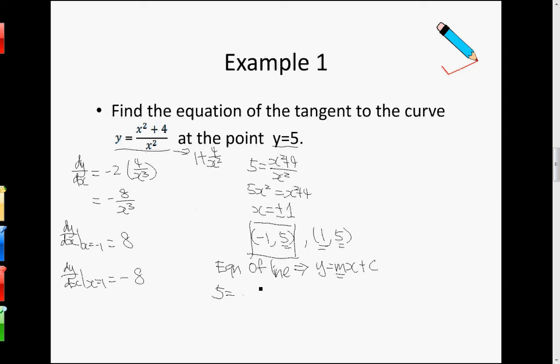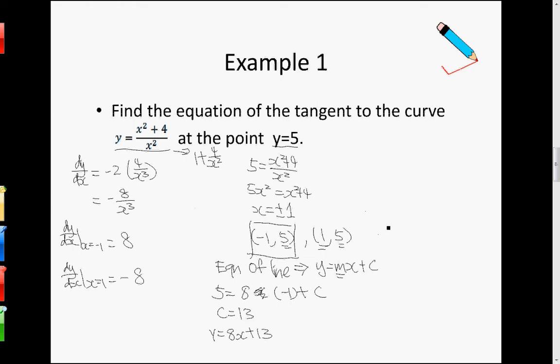Sub in the points. 5 equals m times x, where x is minus 1 and m is 8, plus c. Then we will get c equals 13. So the equation of the line at this point is y equals 8x plus 13. The equation of the tangent at this point will be y equals 8x plus 13.